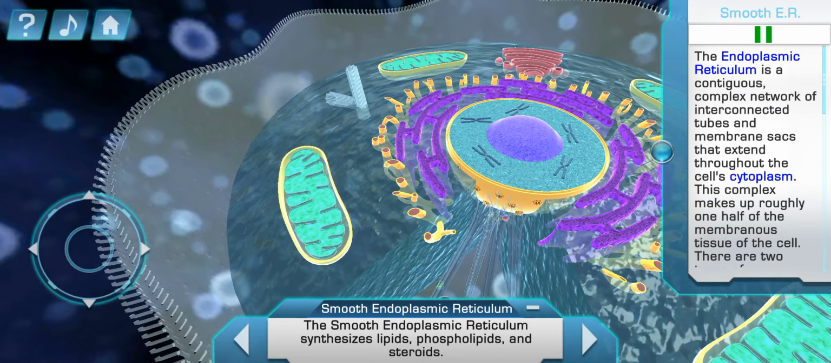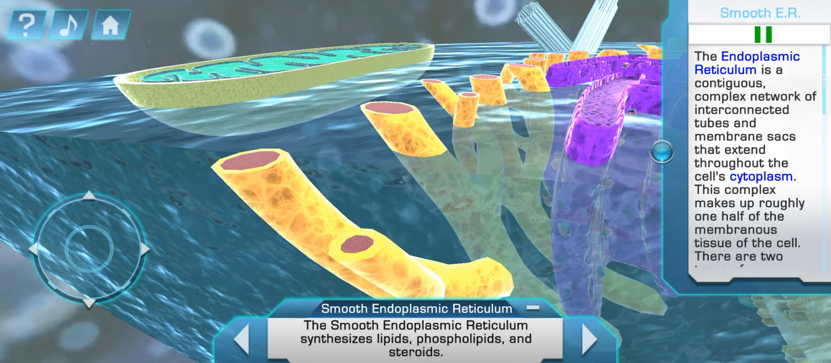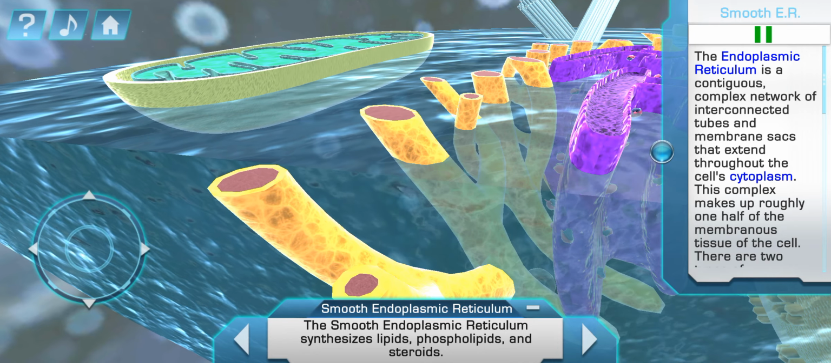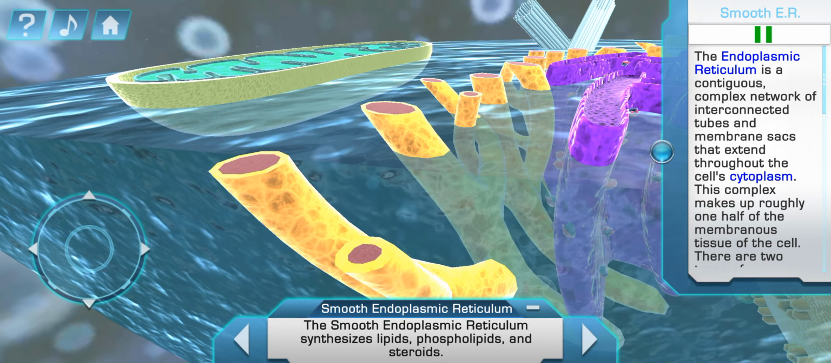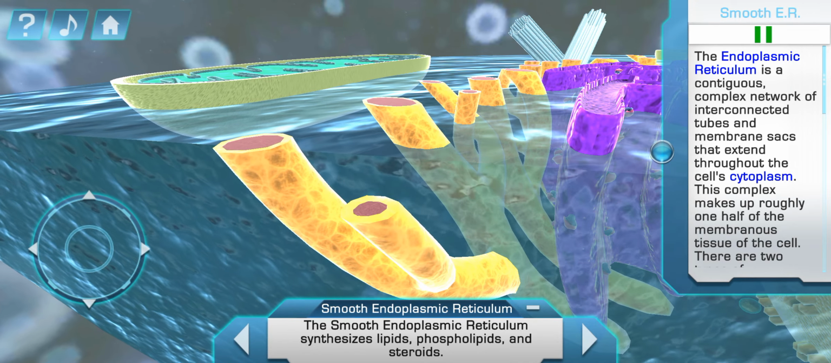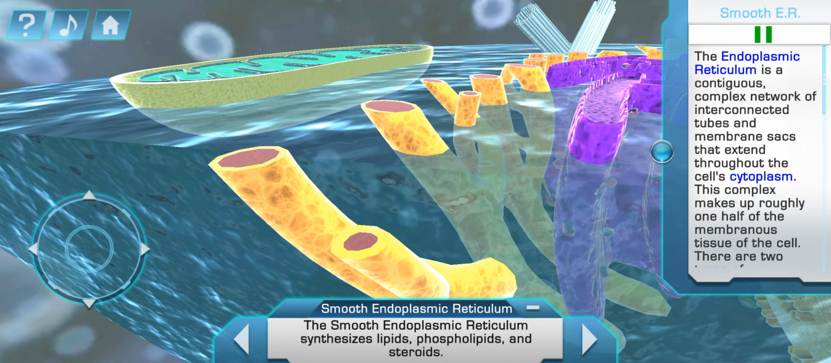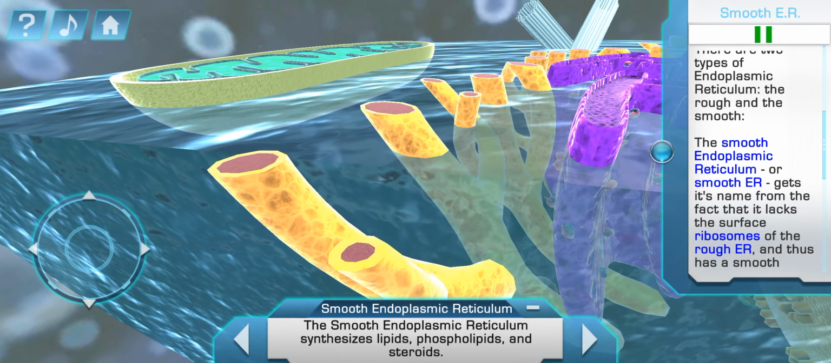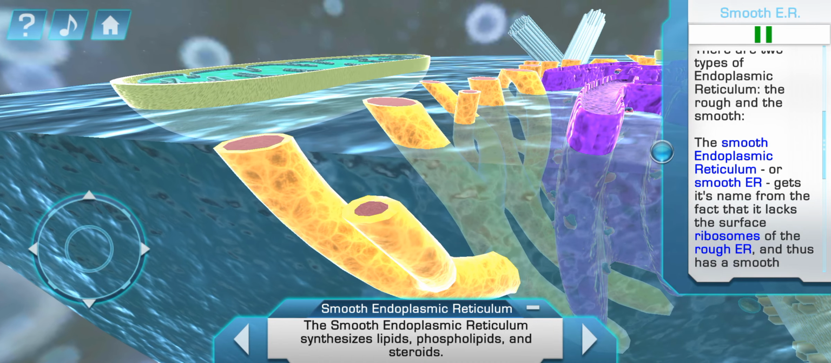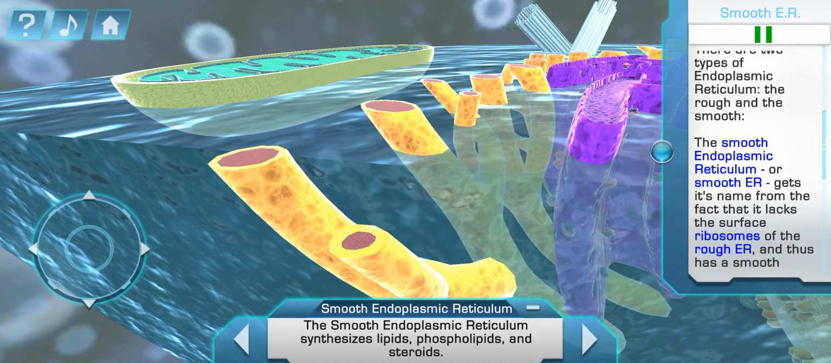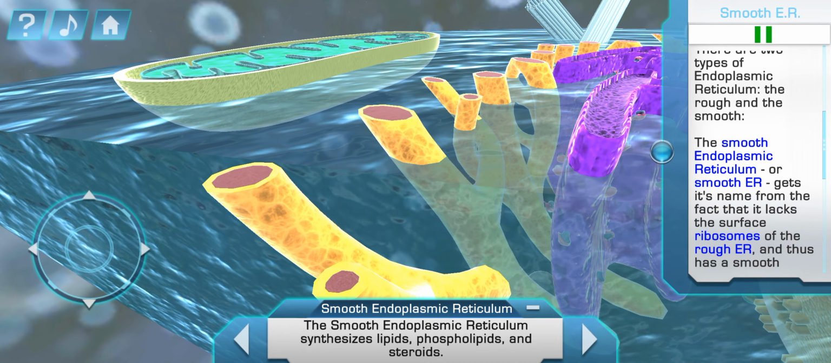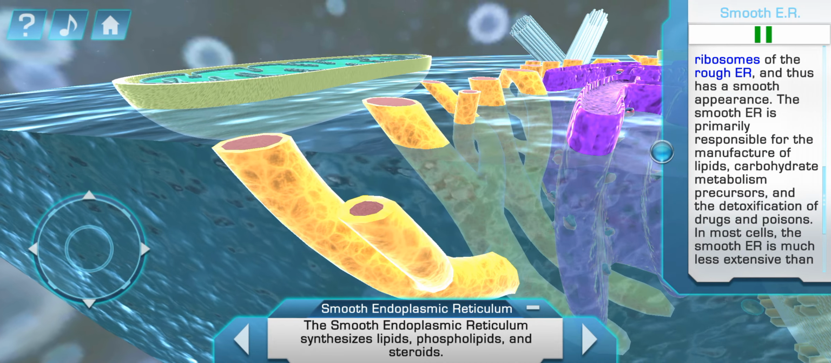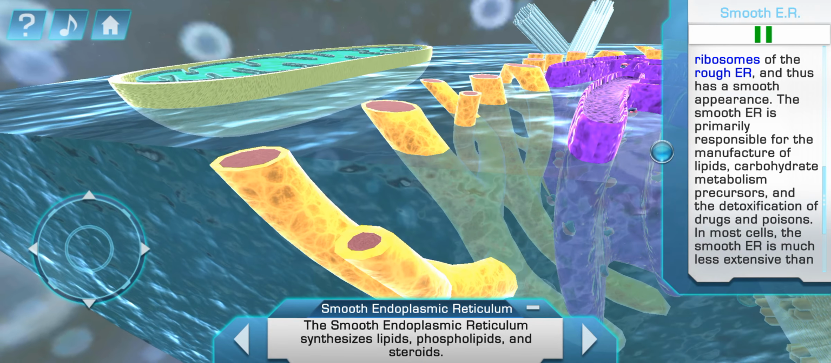The endoplasmic reticulum is a contiguous, complex network of interconnected tubes and membrane sacs that extend through the cell's cytoplasm. This complex makes up roughly 1/2 of the membranous tissue of the cell. There are two types of endoplasmic reticulum, the rough and the smooth. The smooth endoplasmic reticulum, or smooth ER, gets its name from the fact that it lacks the surface ribosomes of the rough ER, and thus has a smooth appearance.